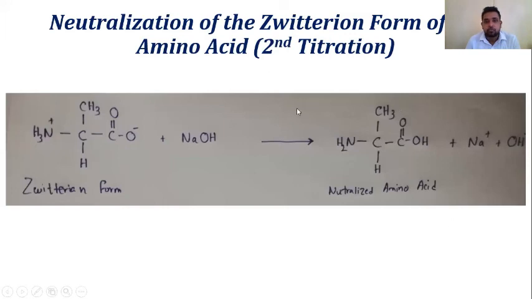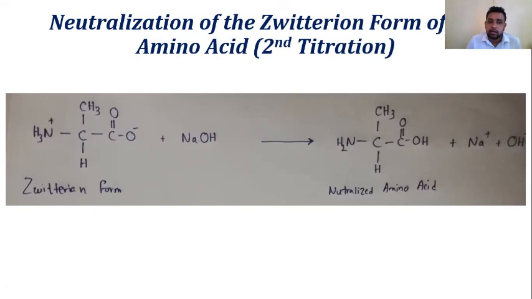For that, we do the second titration with sodium hydroxide to neutralize the zwitterion form of the amino acid. Usually this titration will consume only a few drops of sodium hydroxide. The volume will be very small. Thereby, when you do the second titration, you have to be very careful. Usually it will take only a few drops. So that's the second titration.